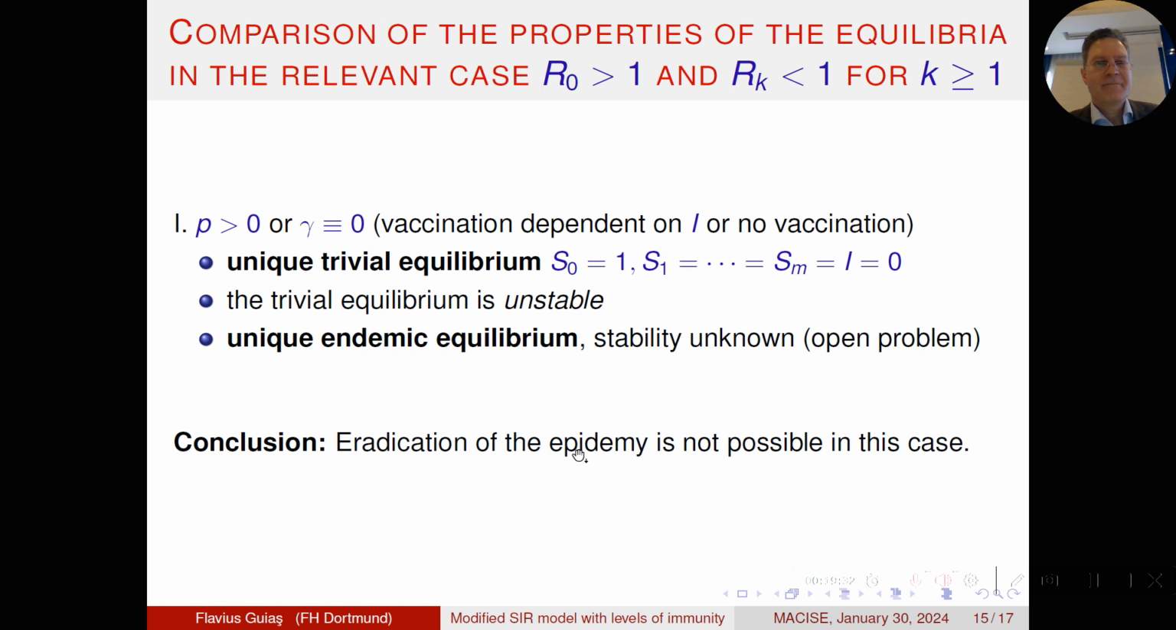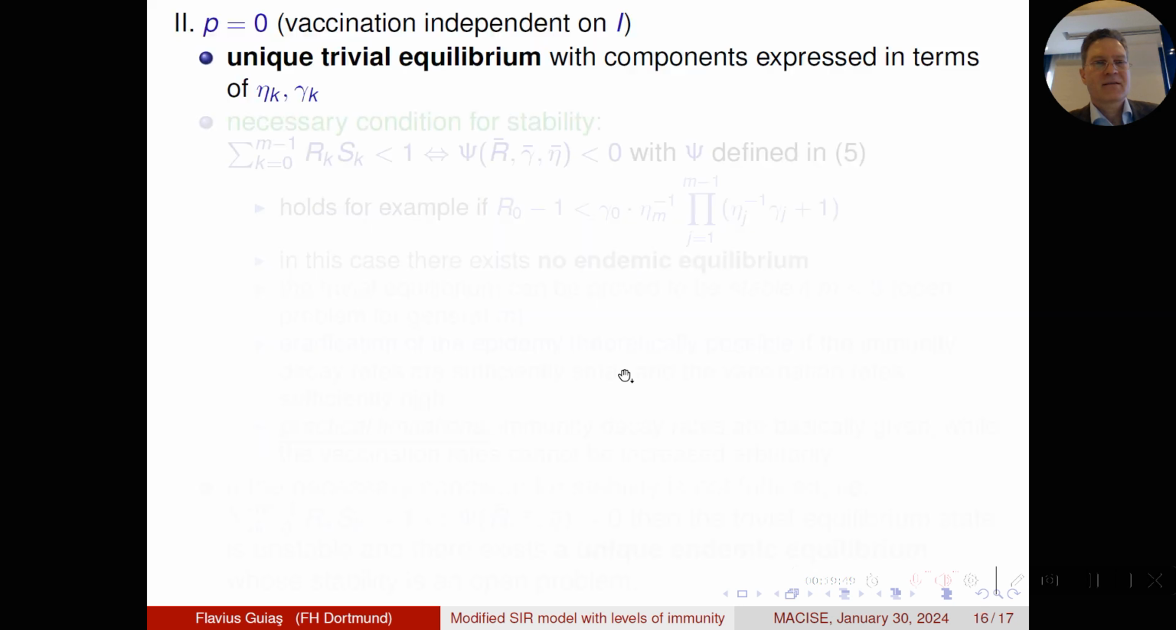So the conclusion is here. In this case, it's not possible to eradicate the epidemic, because this trivial equilibrium is unstable with I equal to 0, and you will have a stable, at least locally, endemic equilibrium. Now let's take the other situation when you have vaccination rates independent on the size of the infected population. So we have a unique trivial equilibrium. Trivial, I mean, I repeat, with I equal to 0.